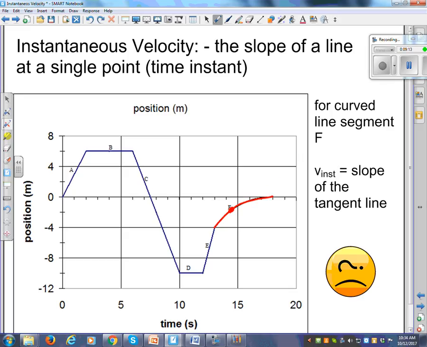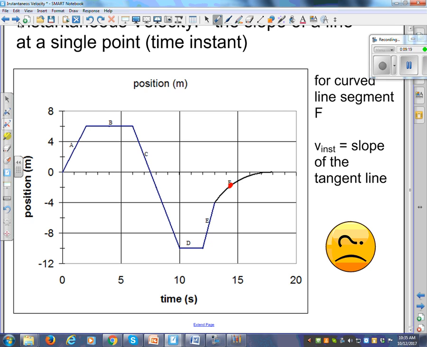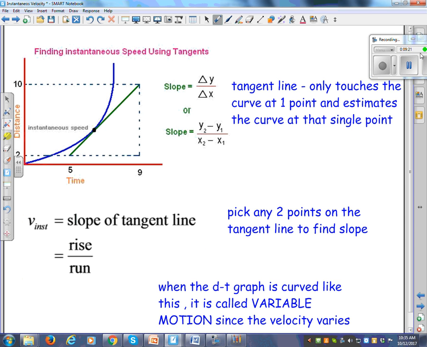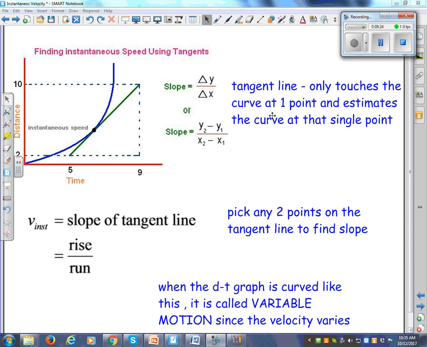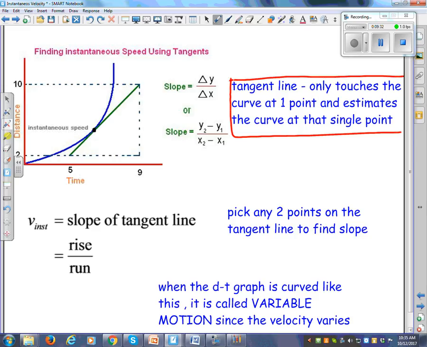But a true tangent line at a single point is, do you guys have something on the next page? A tangent line only touches the curve at one point and estimates the curve at that single point. That is the definition of a tangent line. It only touches the curve at a single point and is an estimate of the curve at that single point. It's an estimate of the slope, is what it should say.